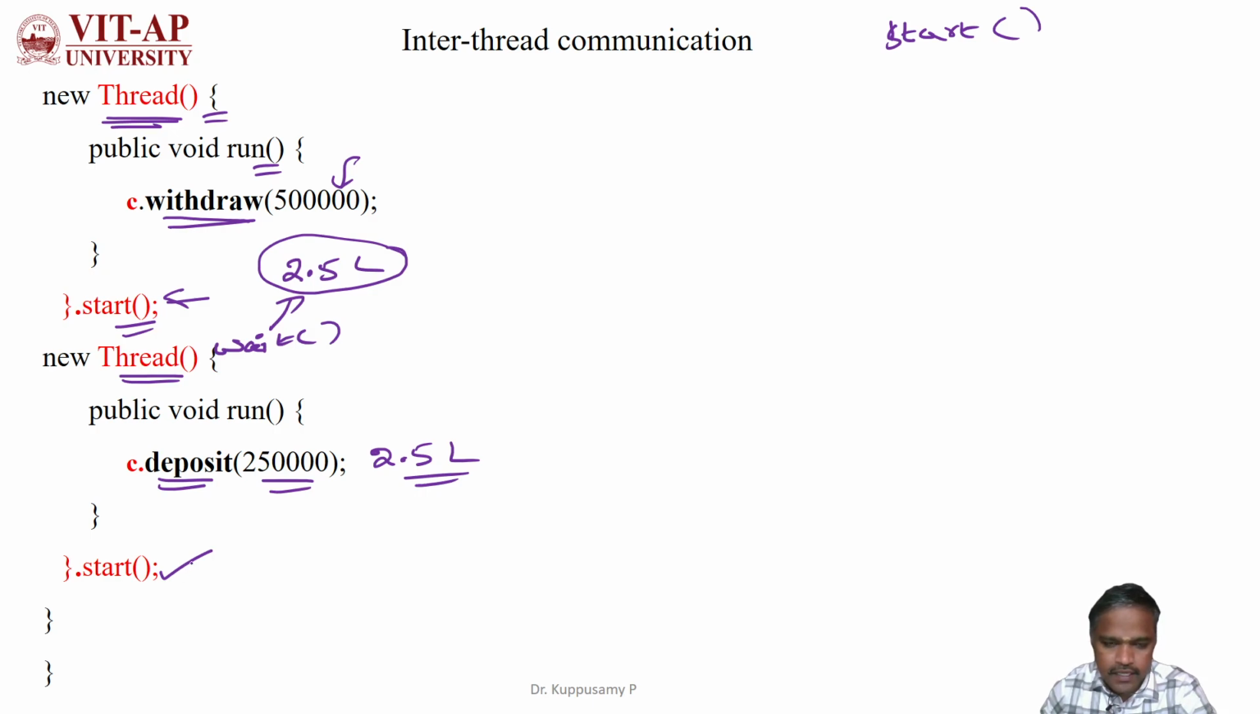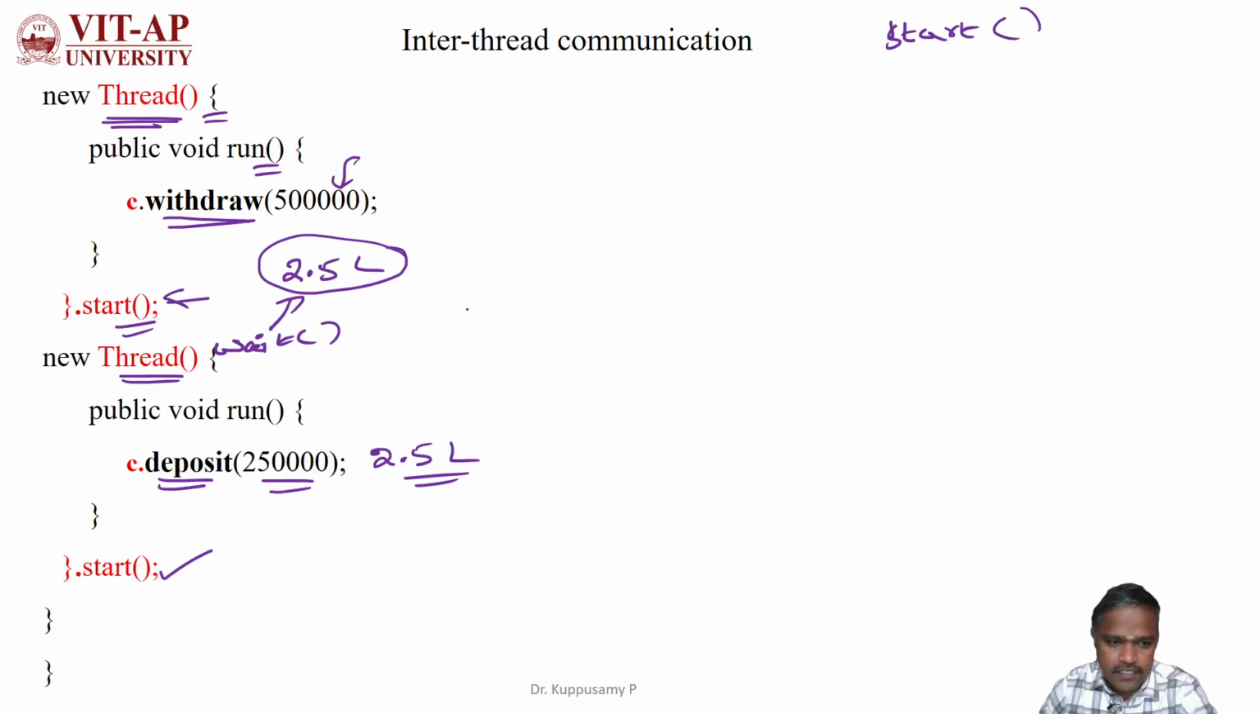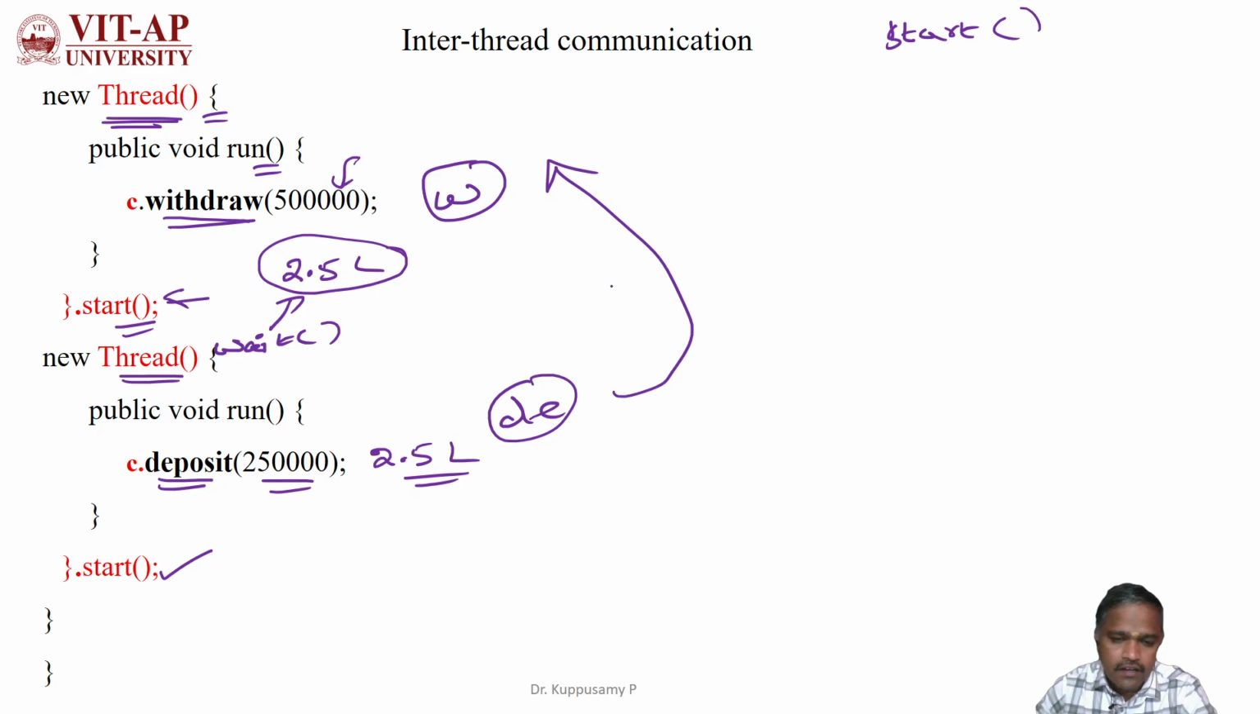The deposit thread, in the previous slides we have seen, right? Receiving the 2.5 lakhs as an amount in the argument, then that is added into the balance amount, which wakes up another thread, the withdraw thread, which is waiting for execution. So like this, now we have seen the withdraw thread communicating with the deposit thread, right? The deposit thread is communicating with the withdraw thread.